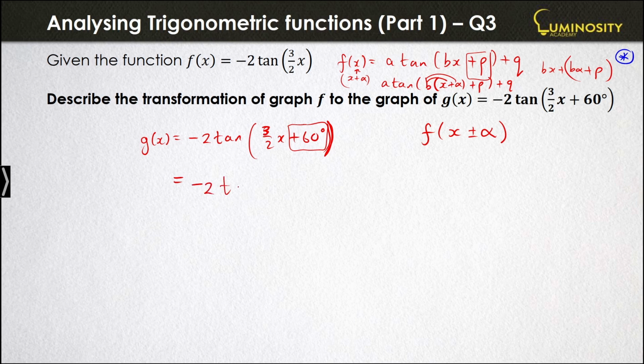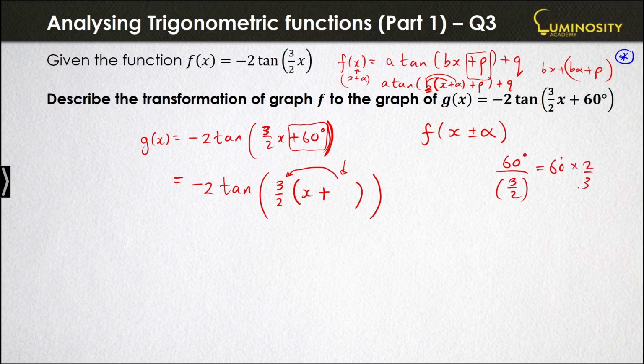So I'm going to write this as negative 2 tan. Now what I'm trying to do is to just get the b value 3 over 2 by itself and then rewrite this expression as x plus or minus some degrees. Okay, so I know it's plus 60, so I need plus here. So how do I change the 60 degrees appropriately here so that when I multiply it out by 3 over 2, I get 60? Well, I do the reverse operation. I divide by 3 over 2. So that's the same as multiplying by 2/3, and that's going to be 40 degrees.